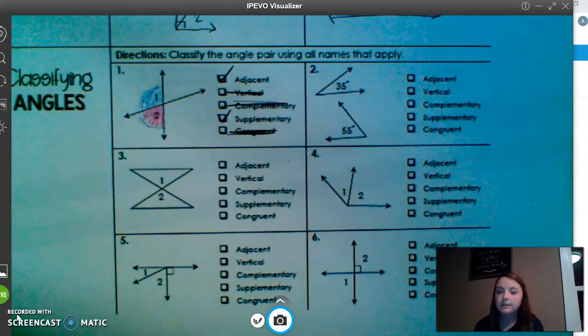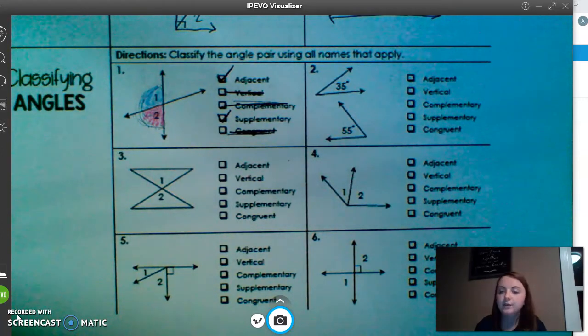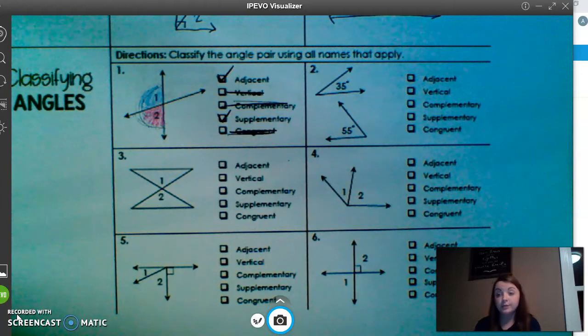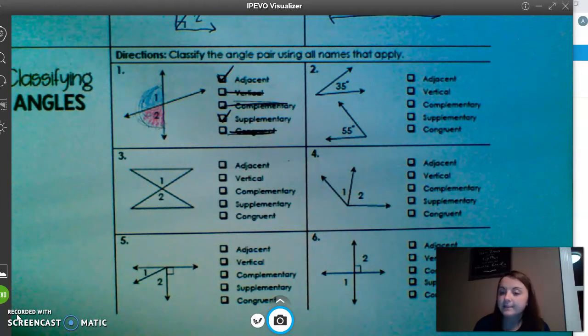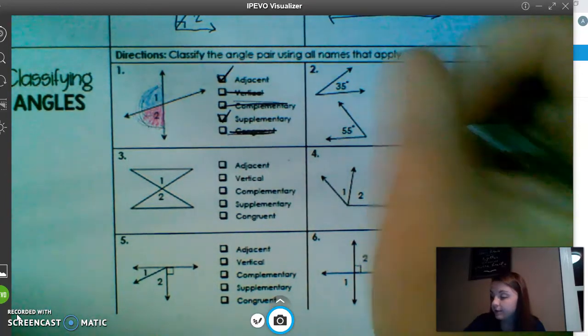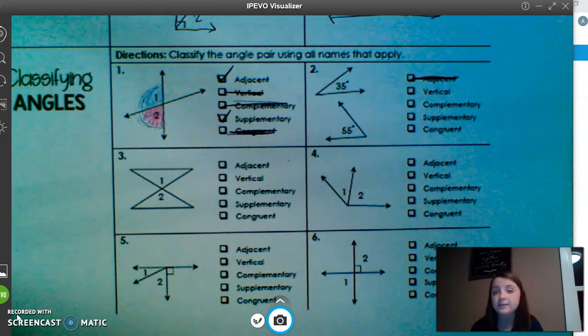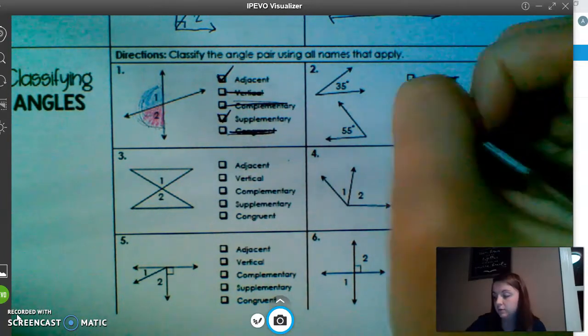Okay. Example 2 is different. Now what they gave us is two angles with the actual measures. Are they side by side? Nope, they're not touching, so they're not adjacent. Are they straight up and down from each other, or vertical angles? Well, they're not near each other. I can't answer that. They're not vertical.